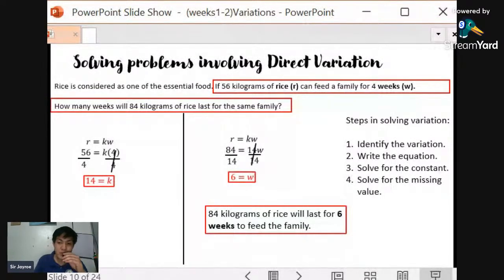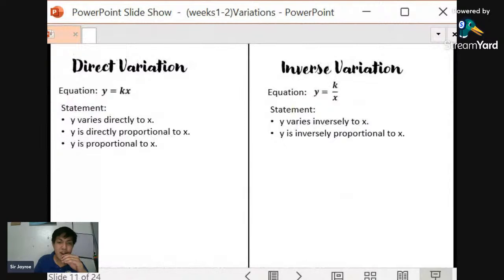Anyway, so that's it for solving problems involving direct variation. We're now going to proceed with inverse variation. Okay? So time check. Nakapag-render na tayo ng 1 hour and 37 minutes. Please bear with me.